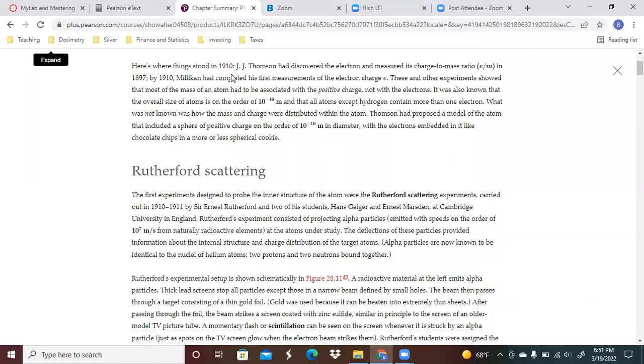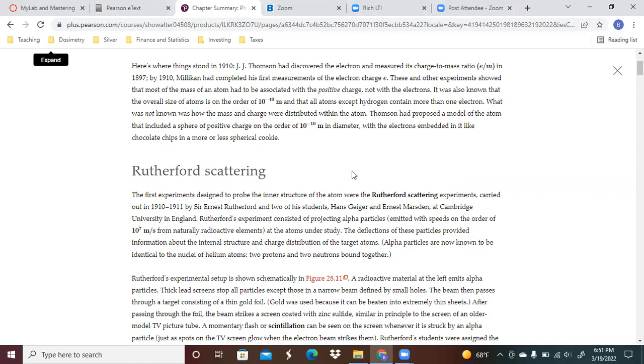Well, J.J. Thomson, back in good old 1910, had discovered the electron and started measuring its charge-to-mass ratio in 1897. And also by 1910, Millikan had completed his first measurements of the electron charge. So these and other experiments showed that most of the mass of the atom had to be associated with a positive charge and not with the electrons. It was also known that the overall size of the atom was on the order of 10 to the minus 10 meters, and that all atoms except for hydrogen contain more than one electron. What they didn't know was how the mass and the charge are distributed in the atom. You know all of this other stuff is going on, you know these properties, but still, how is this thing put together?